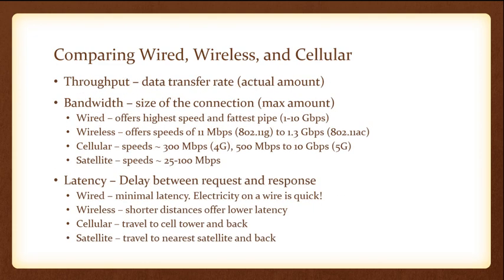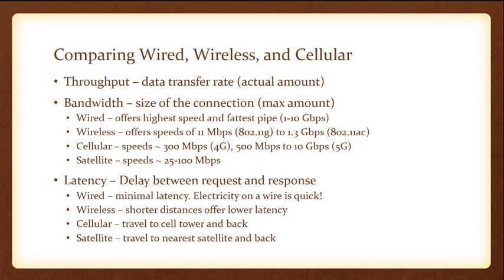Next is throughput and bandwidth, and let's talk about what each one of these is. Throughput is the data transfer rate. This is the actual amount coming through. Bandwidth is the size of the connection, the maximum amount. So think about a pipe. How big the pipe is, is your bandwidth, but what's actually coming through the pipe is your throughput.